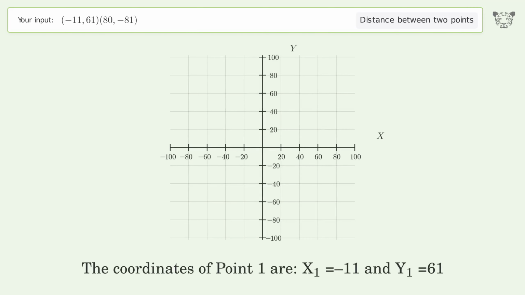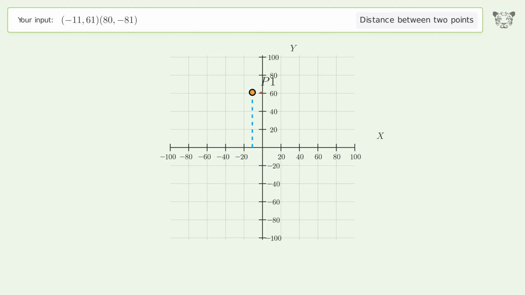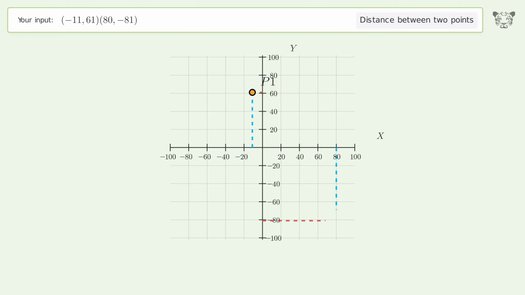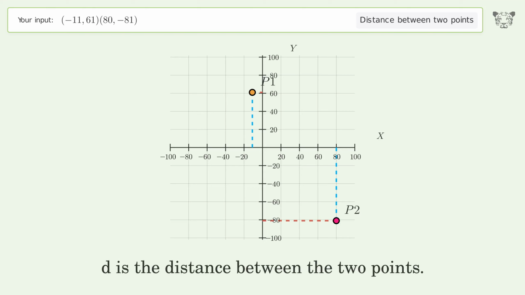The coordinates of point 1 are x1 equals -11 and y1 equals 61. The coordinates of point 2 are x2 equals 80 and y2 equals -81. D is the distance between the 2 points.